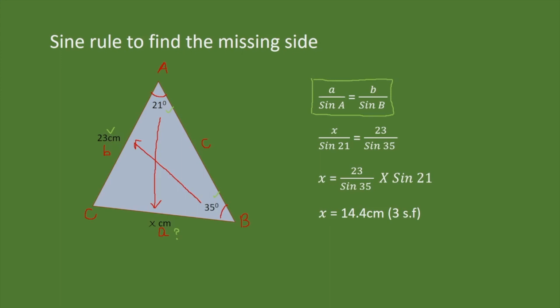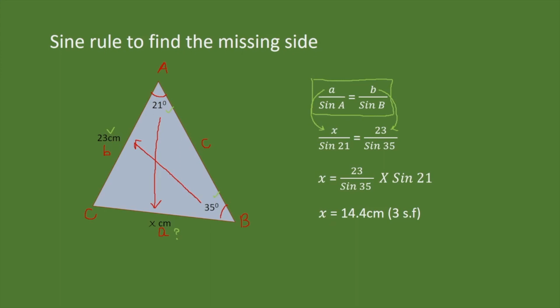A will be written as x and the opposite sine A as sine 21, and b will be written as 23 centimeters, and sine B as sine 35. Now we have the equation, we have substituted. Now let's solve and find x.